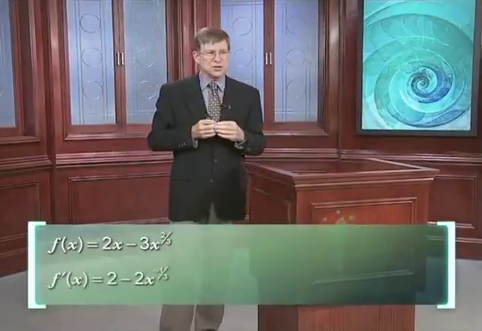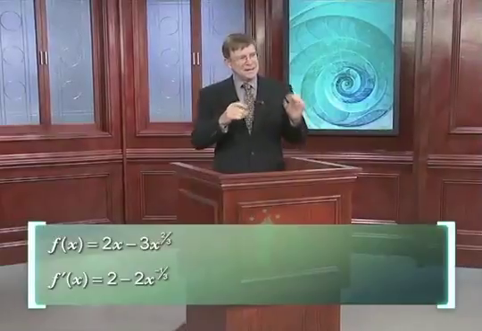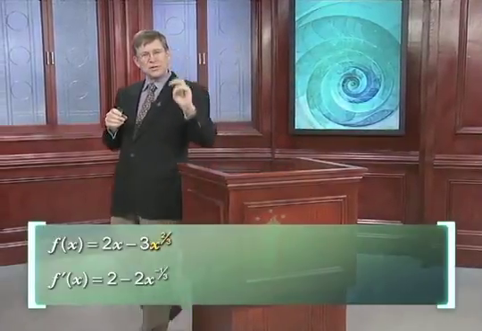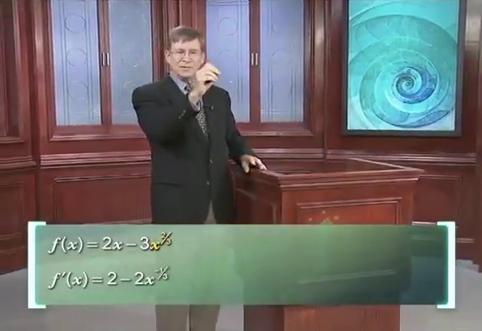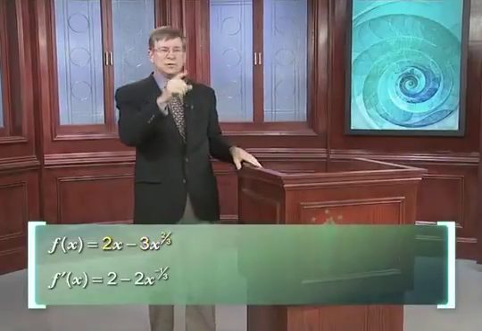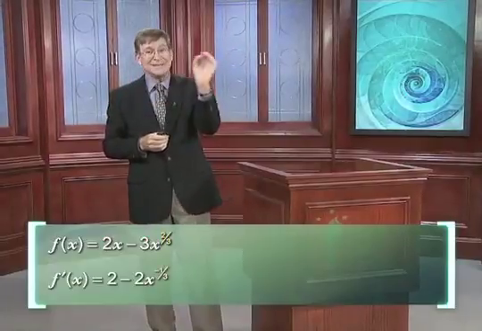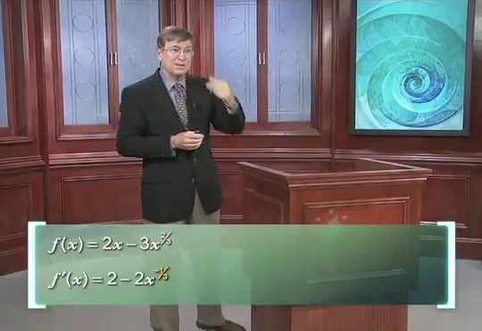The derivative is 2 minus 2x to the minus 1/3. Did you see how I got that? It's x to the 2/3, so the 2/3 comes down in front, and the 3's cancel, so you're left with 2x, and then 2/3 minus 1 is the new exponent, and that's the same as x to the minus 1/3.